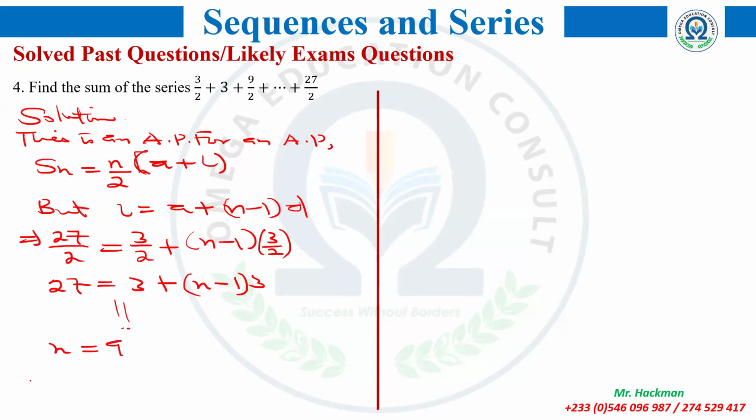So it means you are supposed to find S sub 9. You know your A, so that will give you 9/2. So I'll write therefore S sub 9 will be equal to 9/2 into A, which is what? 3 on 2. Then plus your L. And what is our L? Our L is 27 on 2.